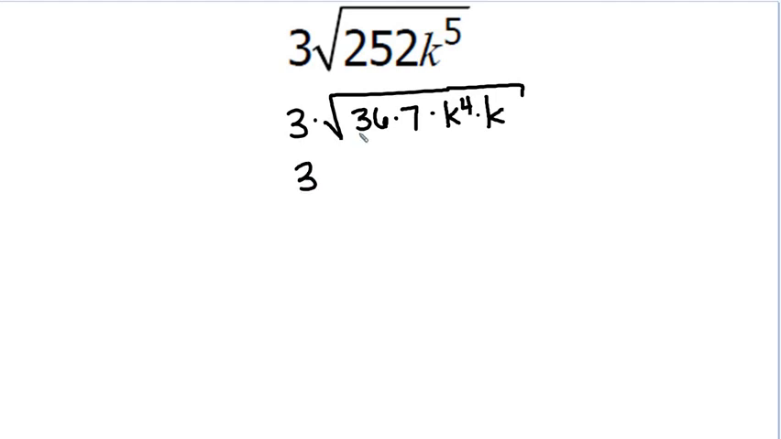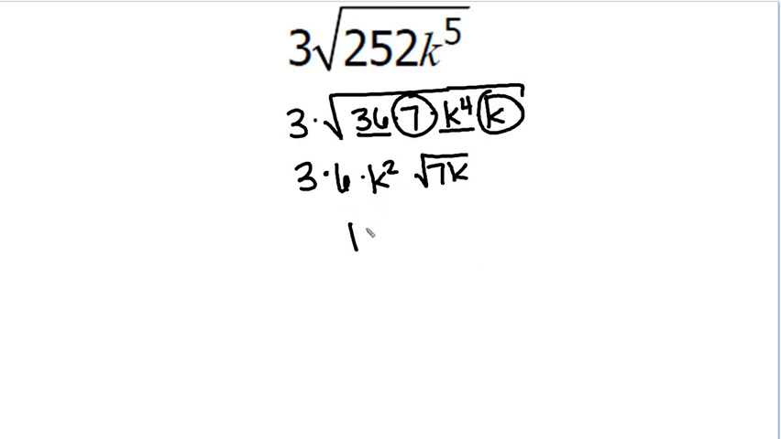Okay, so we have 3, so this is coming out, staying in, coming out, staying in. So I have 3 times the square root of 36 is 6, times the square root of k to the 4th is k squared. So remember, we take the power and divide it by the index. That's our shortcut. 4 divided by 2 is 2, because there are 2 perfect k squares in k to the 4th, and then we have the radical 7k. So to finish our problem out, we need to multiply. 3 times 6 is 18, k squared, square root of 7k.